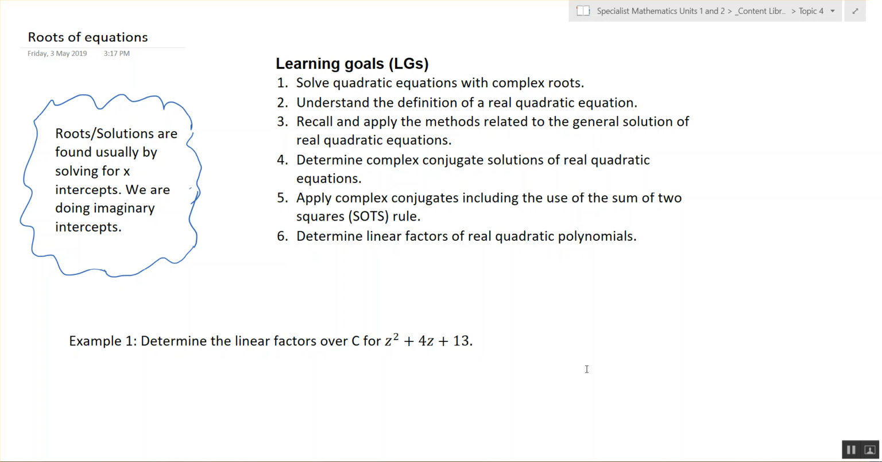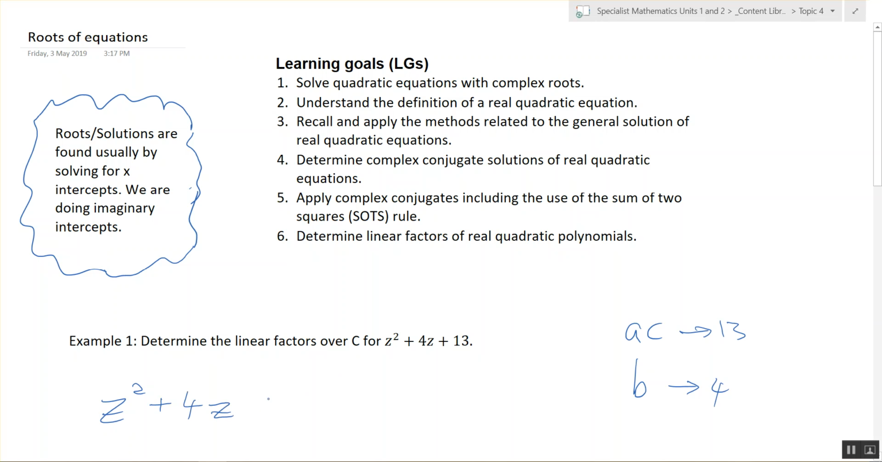Factorize the following equation, and over C means complex numbers. So there's going to be a complex factor. You might have been taught it another way. We can't really think of anything that works for this, so we can complete the square. I'm going to do completing the square.